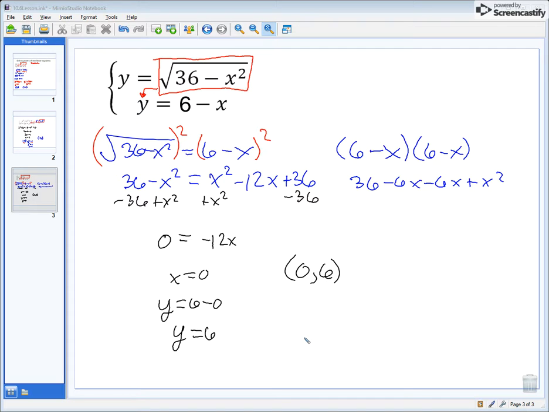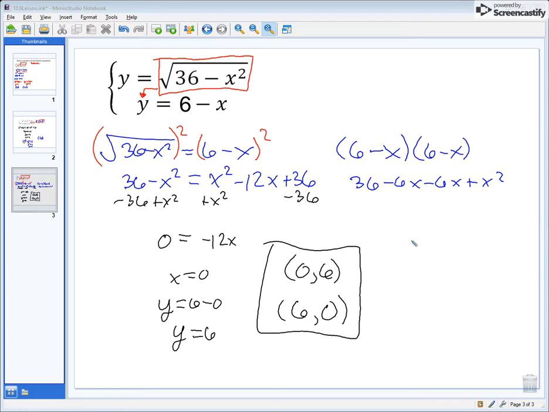Now you would think that this is the only case because this is the only answer we could find. There is another case where this does work, and that is if x equals 6. So notice that if x equals 6, I have 36 minus 36, which is 0. I also have 6 minus 6, which is 0 also. So I really have two cases. I have 0, 6, and I have 6, 0.